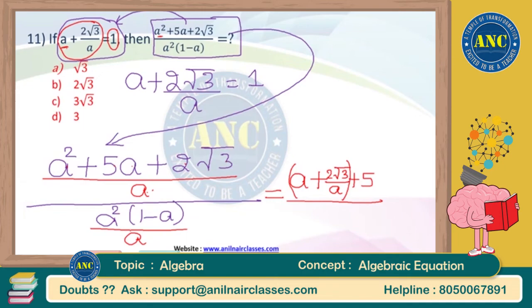Now, a square by a is a into 1 minus a once again. That means the numerator is this bracket term, which according to the question has value 1. 1 plus 5 is 6. Numerator is 6. Denominator is a into 1 minus a. Now, this should be the answer. But the answer options are not given like that. Answer options are all numerical values. The variable is not present in the answer options. So I will further simplify.